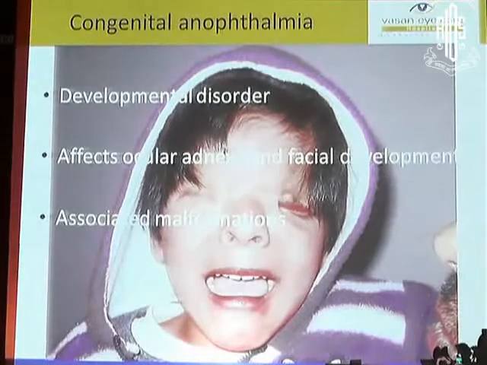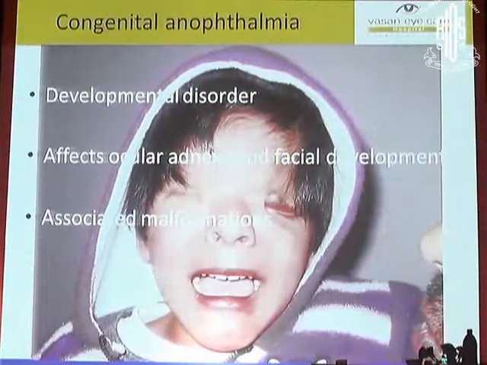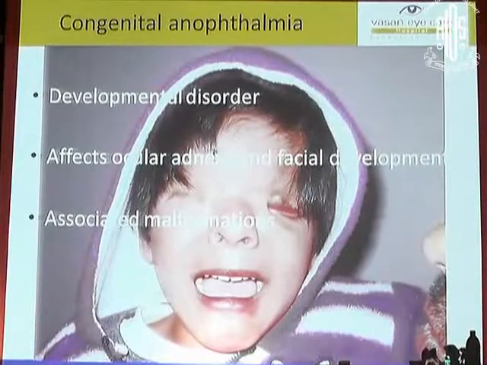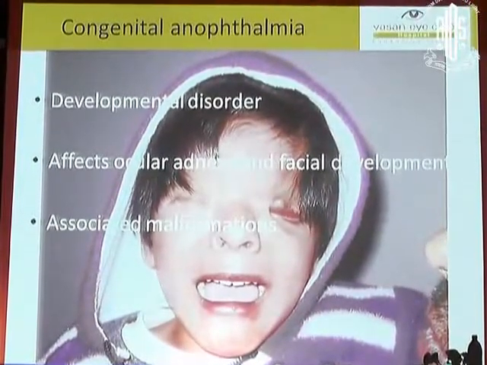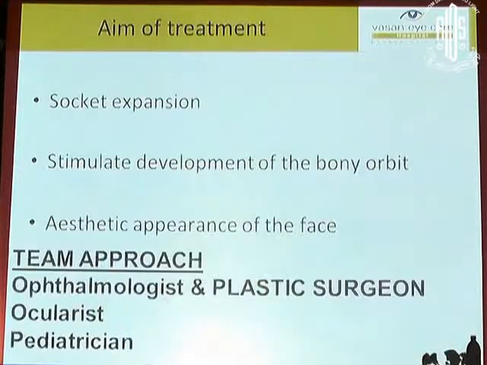Being a developmental disorder, it is not a surprise that it is associated with other systemic and local malformations as well. A detailed systemic workup along with a pediatrician is mandatory. The aim of treatment in these cases is of course to expand the socket so that the child can be given a reasonably fit ocular prosthesis. At the same time, once we expand the socket, by default the bony orbit is also stimulated, and in sequence when the bony orbit is expanded, the facial hemiatrophy becomes less apparent. So once we start treatment with the development of the socket, it actually manifests in the whole of the face.